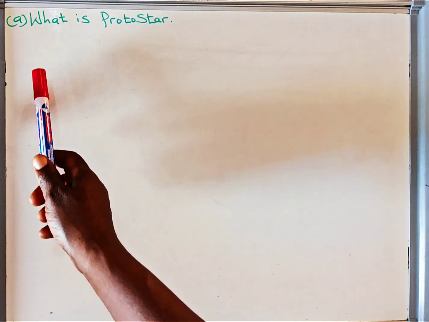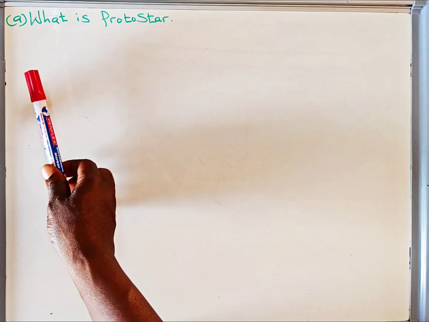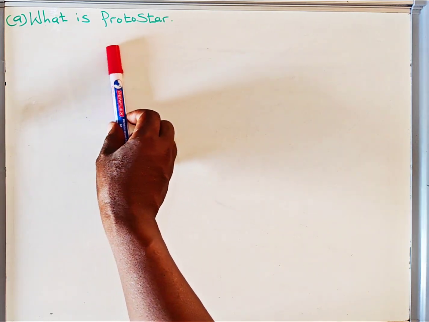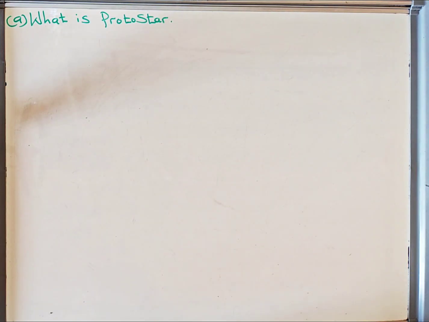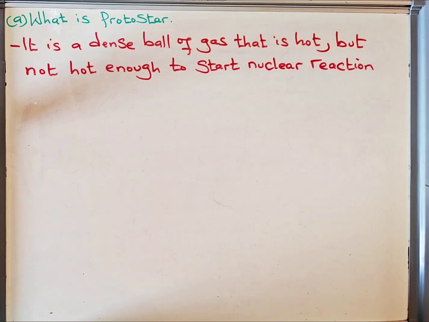Then the first question comes. It says, what is a protostar? A protostar is a ball of gas that is hot, but not hot enough to start a nuclear reaction. That is it.